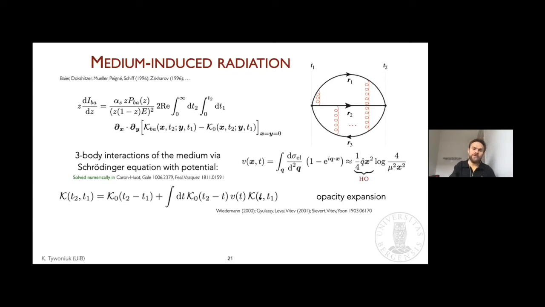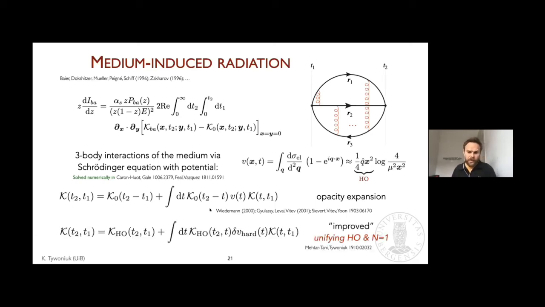And the first term is basically a vacuum evolution. You scatter once and then you have a vacuum evolution. And then higher order terms are analogously computed. So this is the so-called famous opacity expansion.